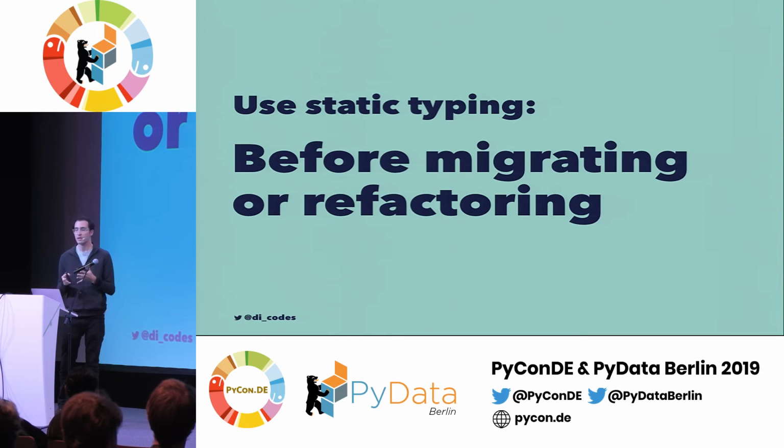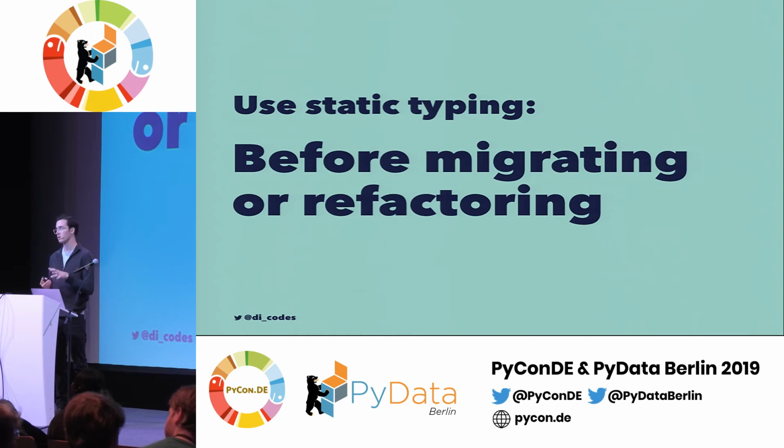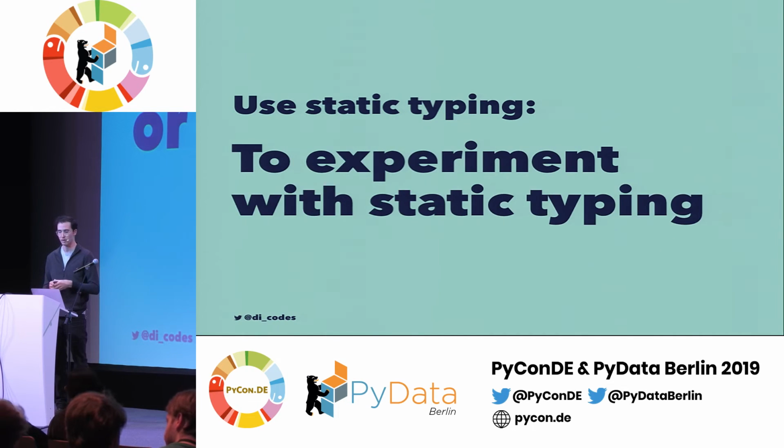You should use static typing before you do a big migration or a refactor, right? If you go through and add a bunch of types, move everything around, and the type checker doesn't complain anymore, that's probably a good sign. It means your code's probably going to work. The type checker can help you find lots of bugs that might have been introduced when you're doing a migration or some refactoring.